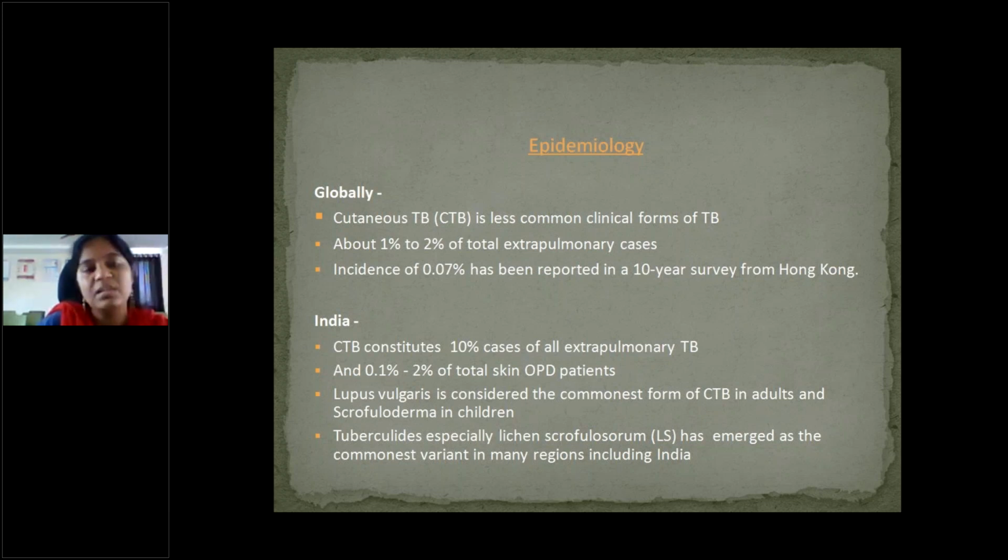In India, cutaneous tuberculosis constitutes 10% of all cases of extrapulmonary TB. TB is more common in India compared to other parts of the world, and 10% of cases being cutaneous is not a small number. So we see quite a number of cutaneous tuberculosis cases in India, and 0.1 to 2% of total skin cases are cutaneous tuberculosis. Lupus vulgaris is considered the most common form of cutaneous tuberculosis in adults, and scrofuloderma is seen in children. What are they? I'll tell you later. Lichen scrofulosorum has emerged as the commonest variant in many regions, including India.